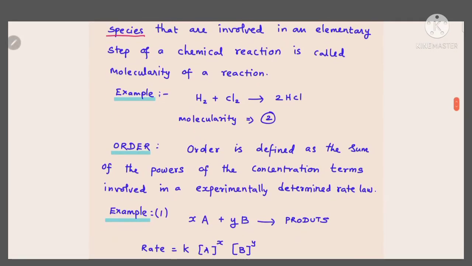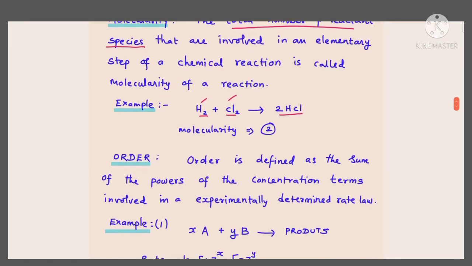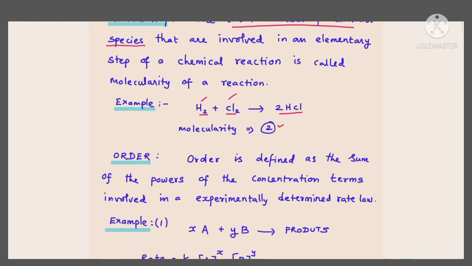You have a reaction: H2, hydrogen gas, reacts with chlorine gas, giving 2 moles of hydrogen chloride gas. Here the number of reactant molecules is 2: hydrogen 1 molecule, chlorine another molecule. Totally there are 2 molecules of reactants taking part in this reaction, isn't it? Therefore, the molecularity of the above reaction is 2. So that is the definition of molecularity: the total number of reactant species which take part in an elementary step of a chemical reaction. Okay, right.